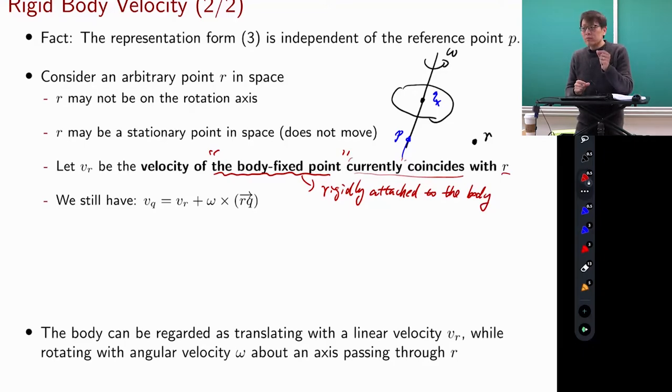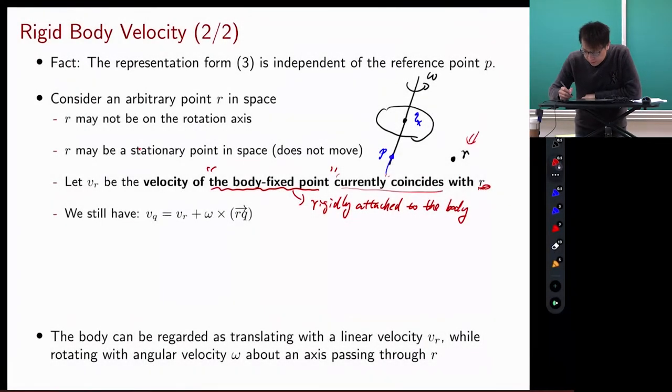It may move differently from R. Suppose R is in another frame, maybe it has a different velocity. The physical R point is different from the body fixed point. They are different things. It's just at this moment, the body fixed point coincides with this R. I'm not sure how much you can get that. If you understand that, you understand everything about twist, or at least one way to think about twist. We'll continue after the break.